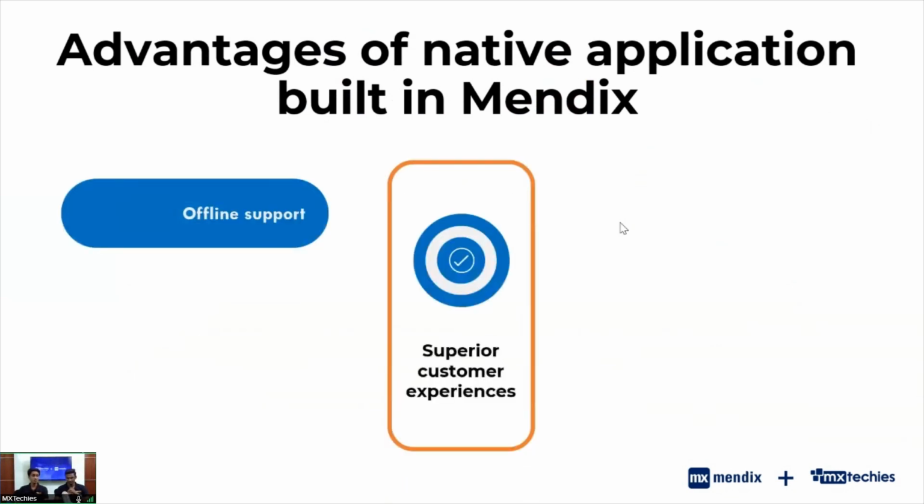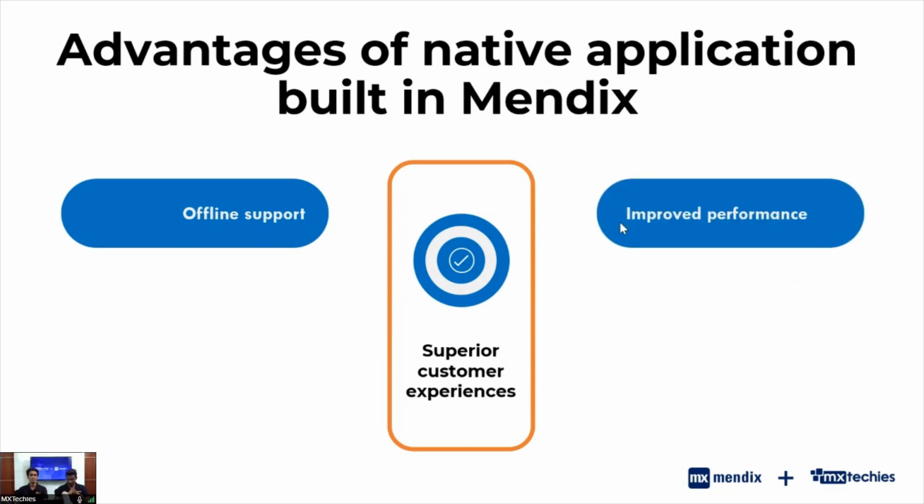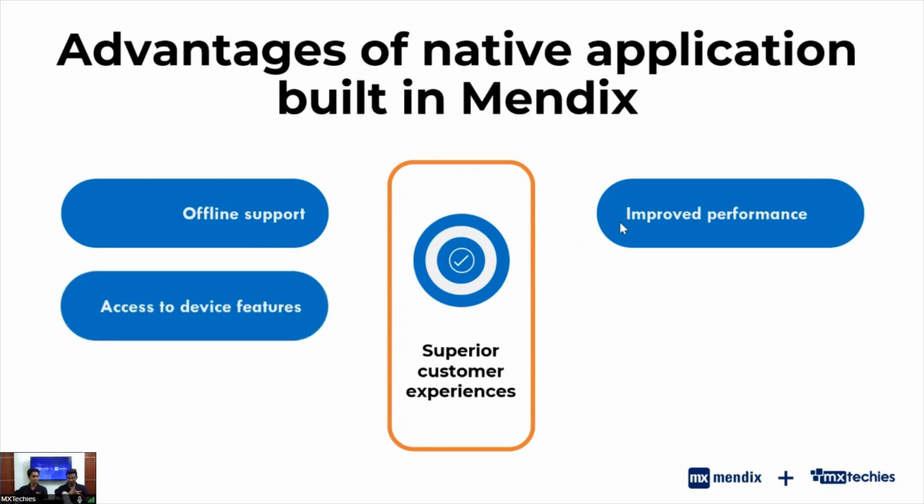So first is offline support. They can also work offline, which is helpful when there is limited or no internet connectivity. Second, improved performance. It generates optimized code for native applications, resulting in faster load times, smoother animations, and better performance. Third, access to device features. It allows access to native device features such as camera, GPS, and accelerometer, enabling developers to build applications that make use of these features and enhance the user experience too.